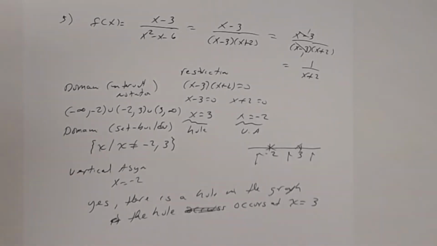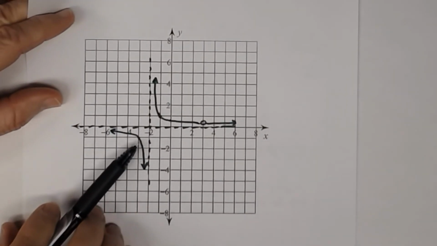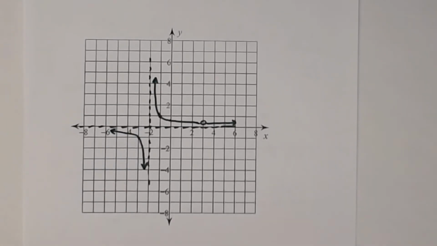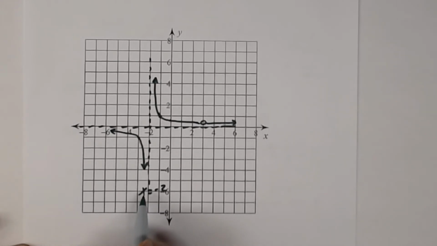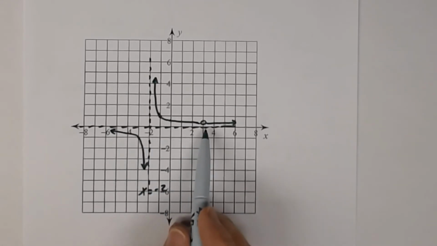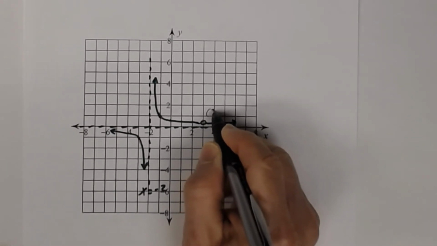Okay, so here's the graph, and notice there's your vertical asymptote, x equals negative 2. Remember, you name a vertical asymptote by saying x equals. You don't know how to find the horizontal asymptote yet, but you're going to find that in the next lesson. And you see there's a hole. The hole right here occurs when x is 3.